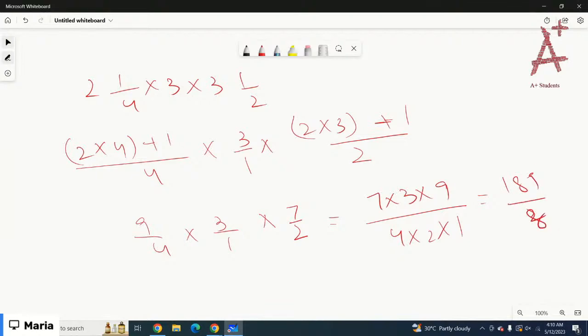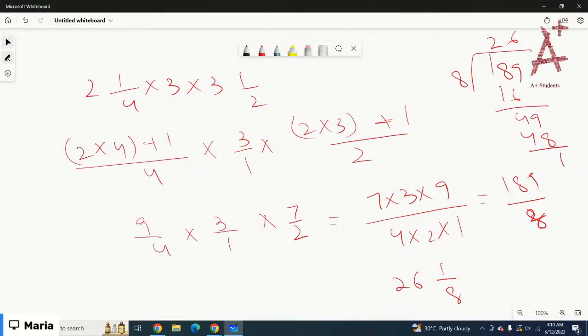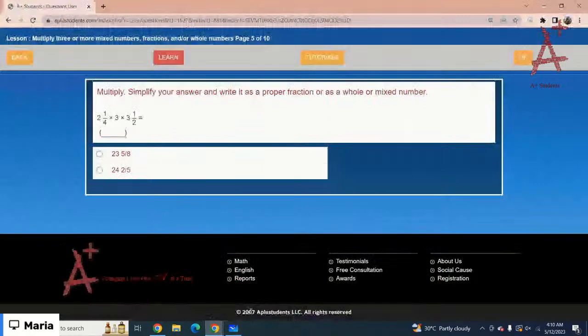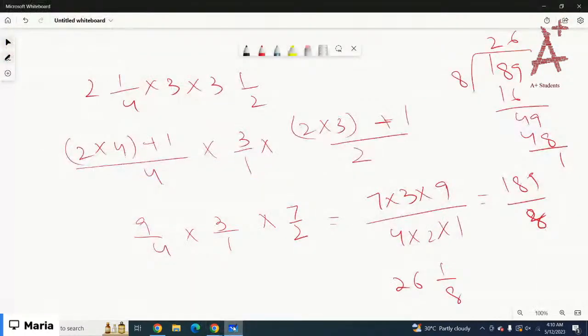Let's just divide it by the 8. Here you have 189. 8 times 2 is 16 and 8 times 6 is 48. You are left with, it would be 26 whole 1 over 8. The correct option is 26 whole 1 over 8. 9 over 4 times 3 times 7 over 2.